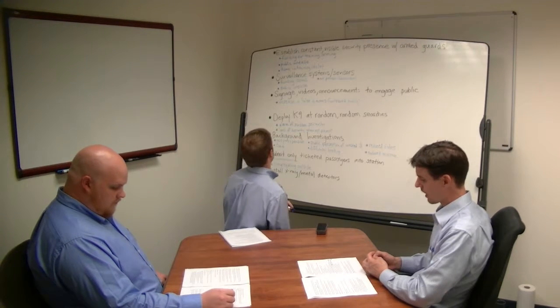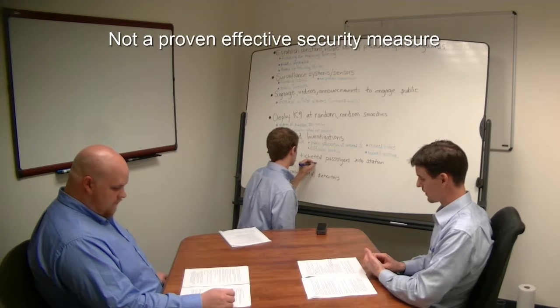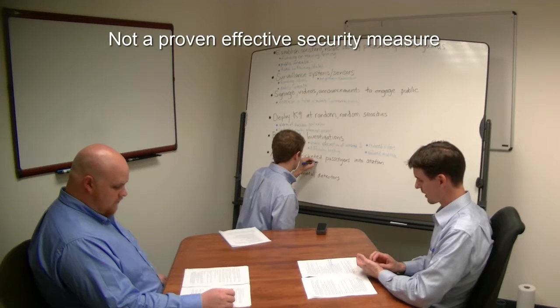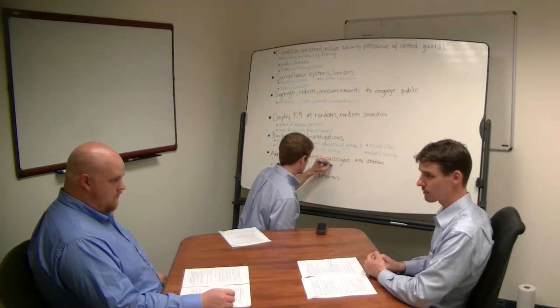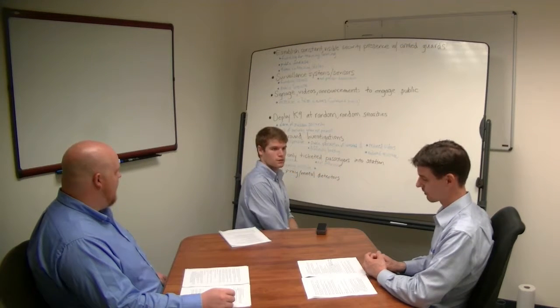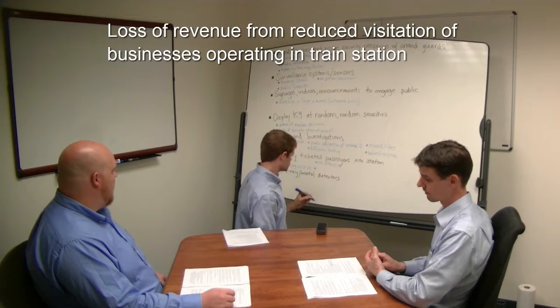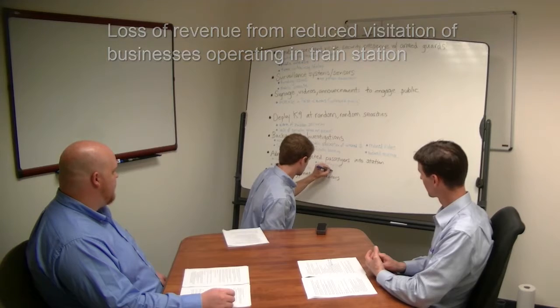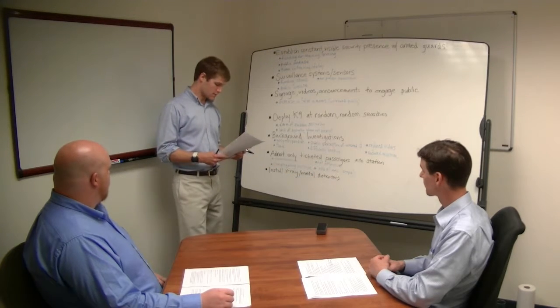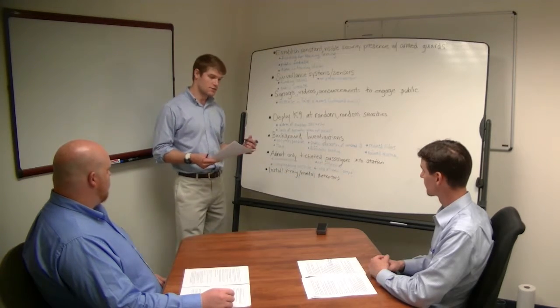I also don't think that this is a really effective method at stopping a terrorist from entering the station because a terrorist could just buy a ticket. Right. And I think there's a chance for a loss of revenue with any kind of commerce in the train station, businesses, shops. And then the last solution we came up with was the installation of X-ray machines or metal detectors at all entrances and access points to the train station.